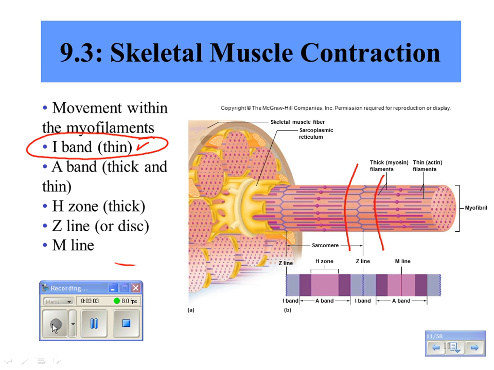Then we have, I'm going to skip to the H zone. And the H zone is the area where we just have the thick filaments. So right here in the middle is where that H zone would be, and our I band is over here. So that would be a little bit thicker area, and less light would come through because myosin is a thicker protein than the actin.